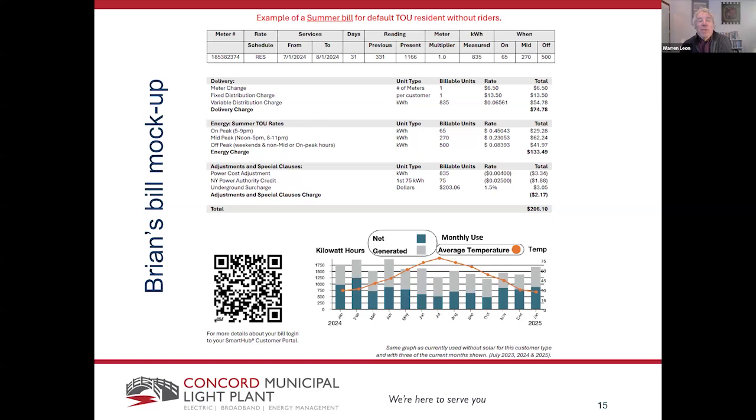Yes. So we're saying for the moment, in terms of the graph, we will show consumption by time of day. We'll do it for the net consumption. And I would also argue for taking off the average temperature, which is not particularly useful information. People know it's hotter in July than it is in January.